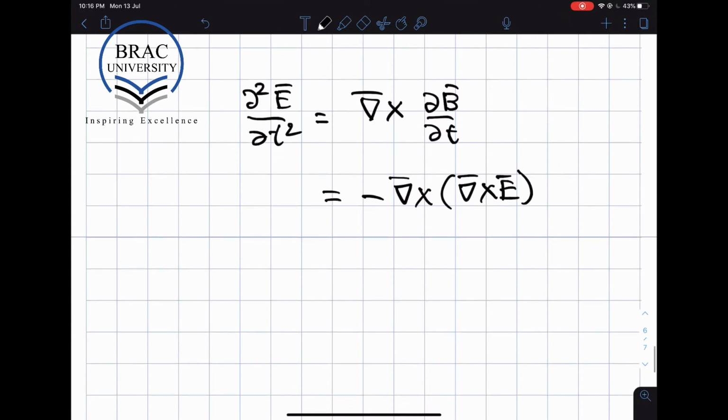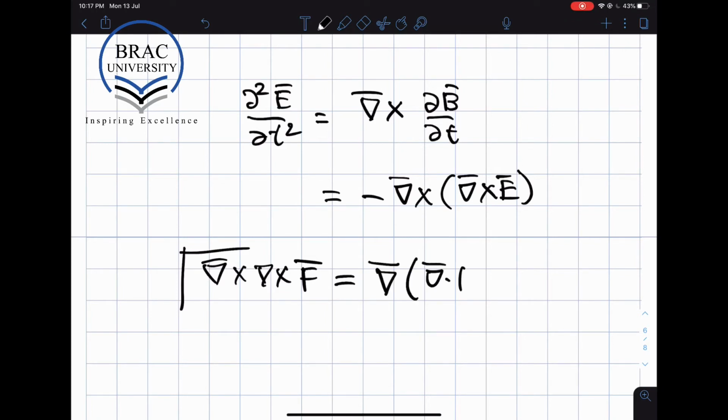Now, if you go back to your vector calculus and you say, okay, if I have some vector f and I apply the curl on this twice, what do I get? Well, the answer is you get a gradient of the divergence of f minus the Laplacian of f. That's what you get. So this is a vector.